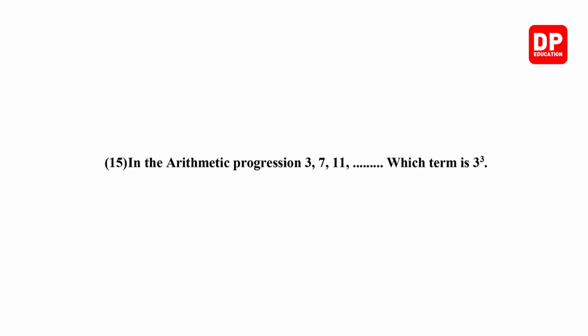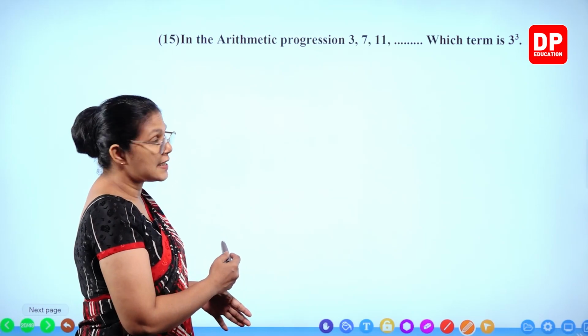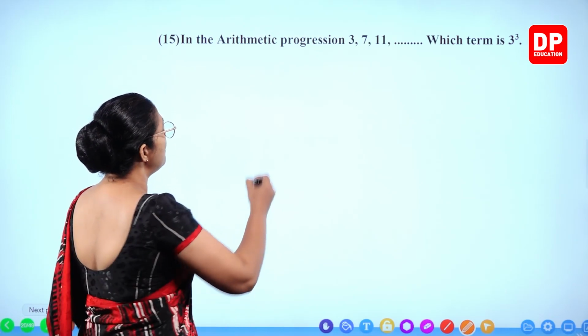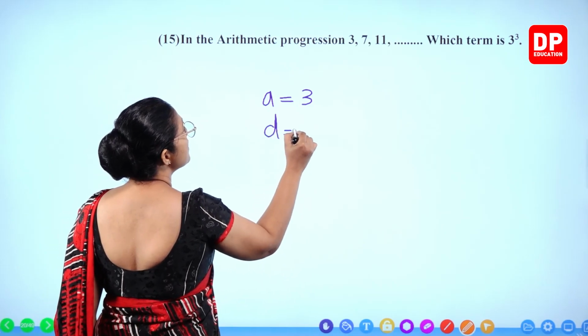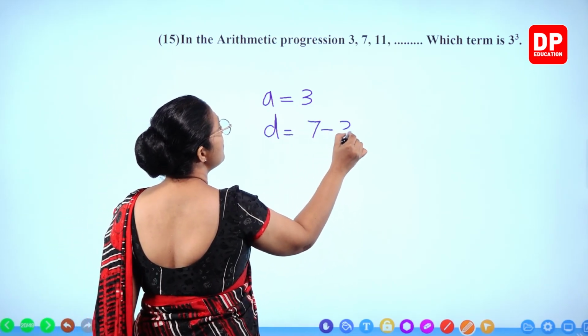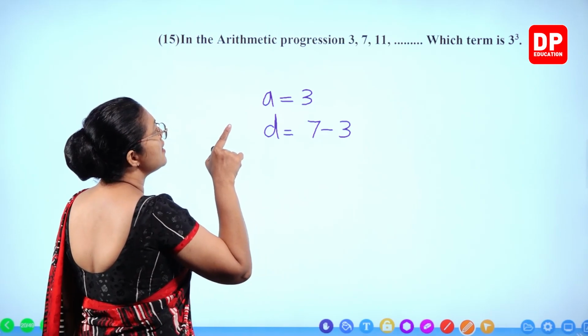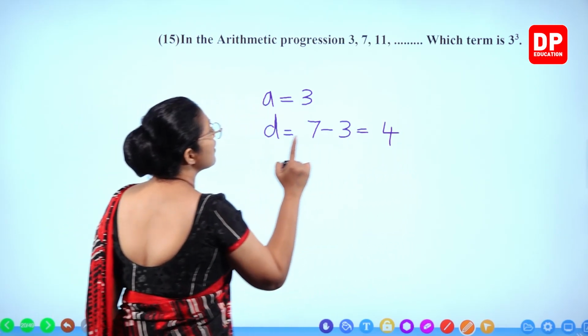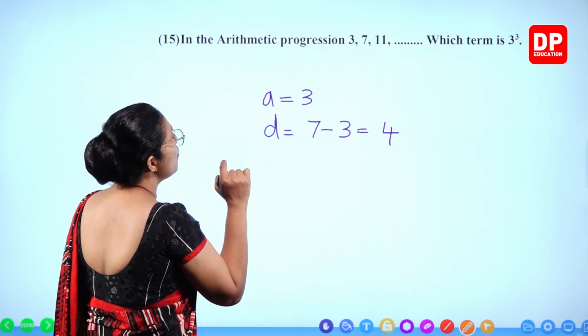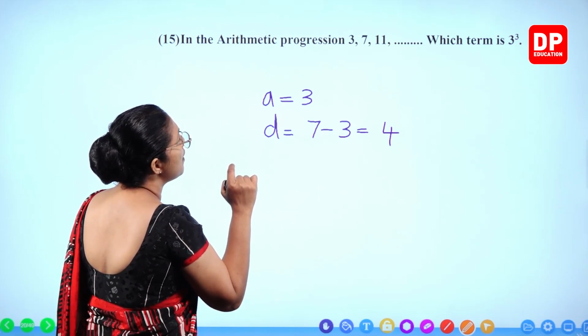Question number 15. In the arithmetic progression, which term is 3 to the power 3? So what is the first term here? 3 is the first term. And what is the common difference? Common difference is any term minus the previous one. Either 7 minus 3 or 11 minus 7. You get 4. Then you can find out which term is 3 to the power 3.